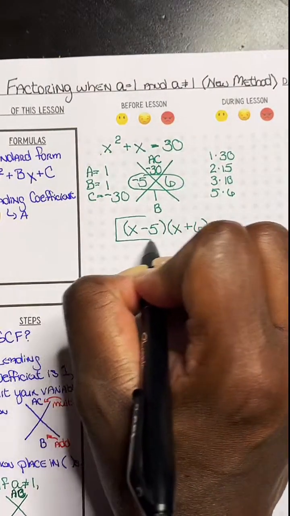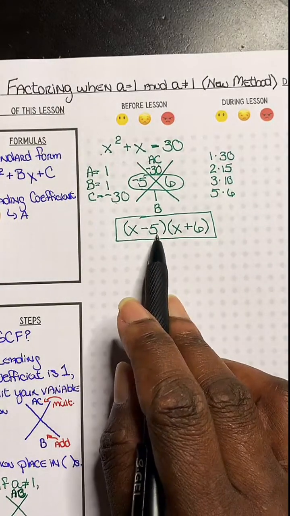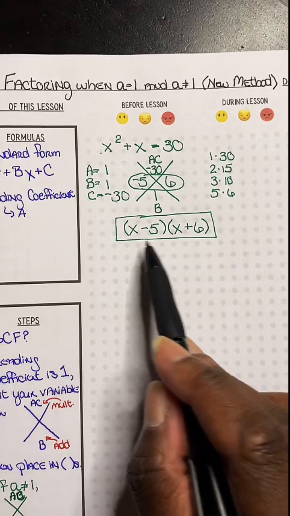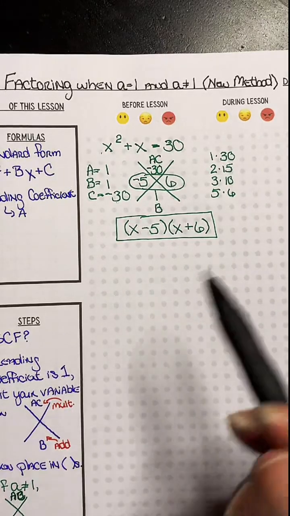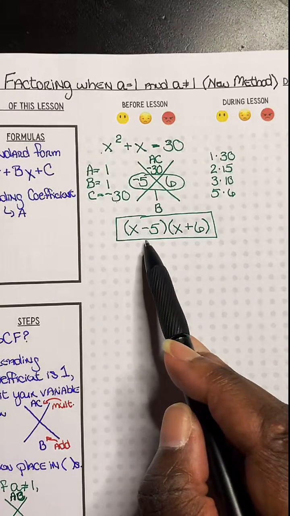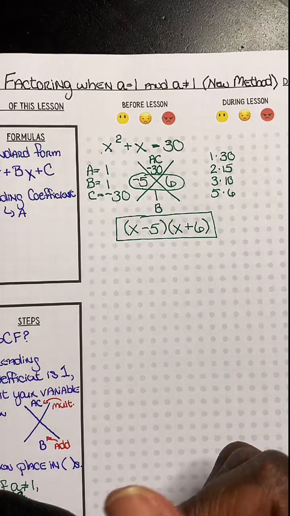This is factored. Now, if you wrote x plus 6 and then x minus 5, that's fine, because remember, multiplication is commutative. So you're going to get the same result regardless of whether the plus 6 is in this parenthesis and the minus 5 is inside that parenthesis. Okay?